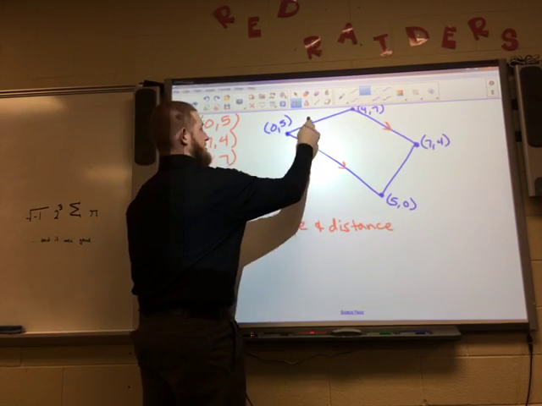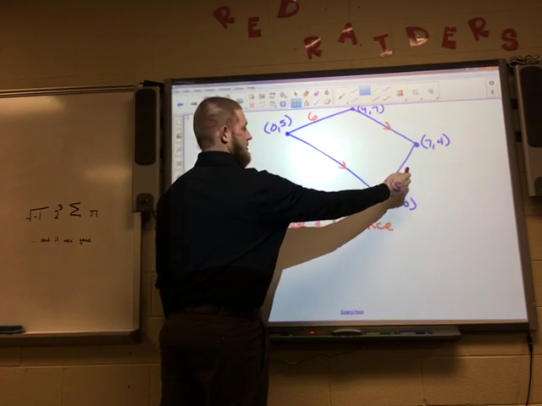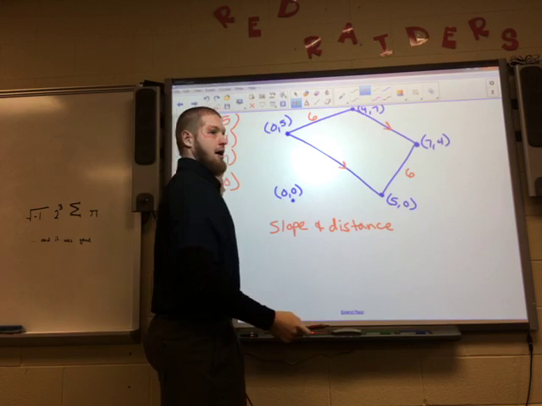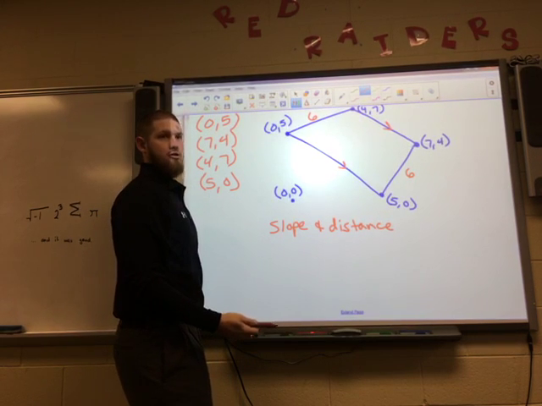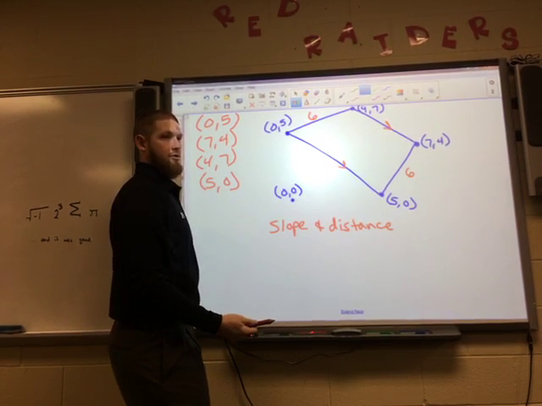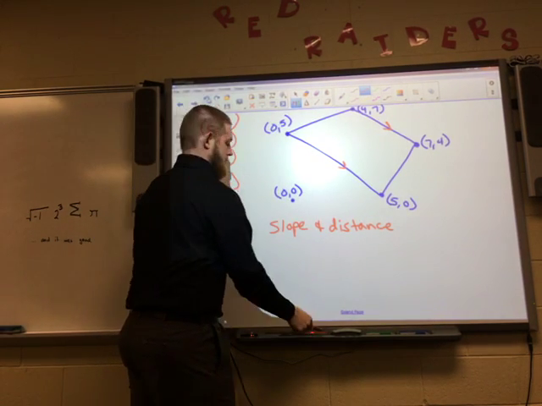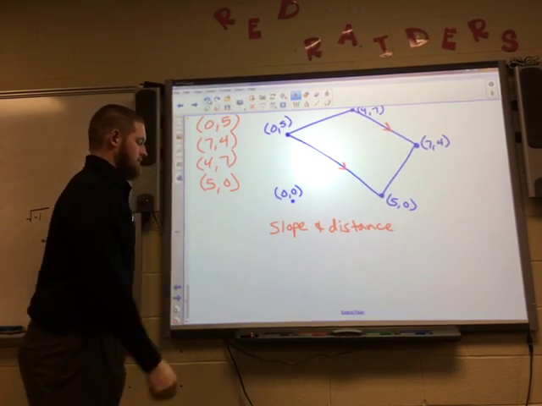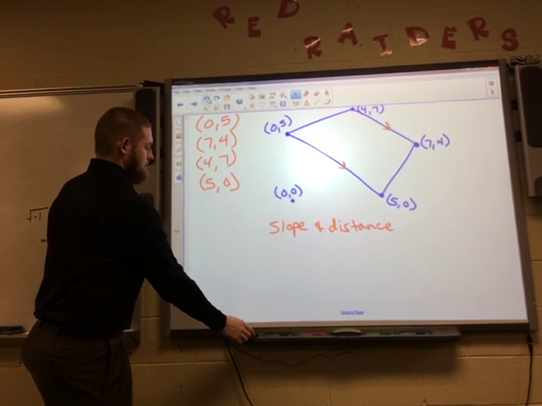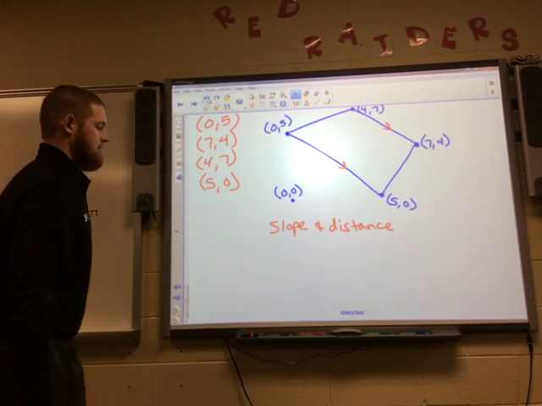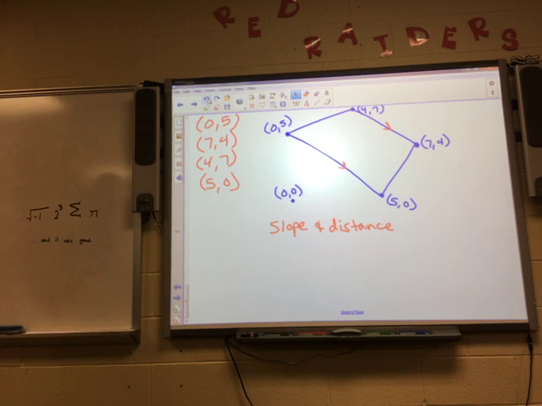If this is 6, this had better be 6. And if it's not, that's okay, right? It's just not isosceles. Is it still a trapezoid? Yeah, it's just not an isosceles trapezoid. Okay, questions on that one? Very similar to the one we did the other day with the rhombus, right?